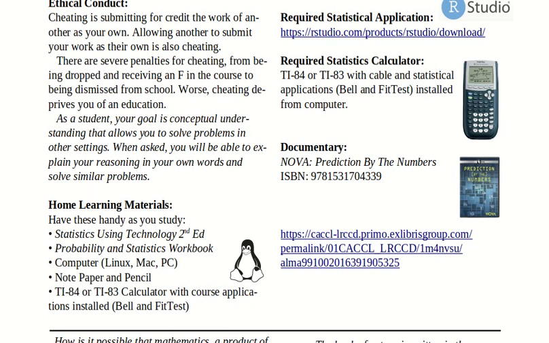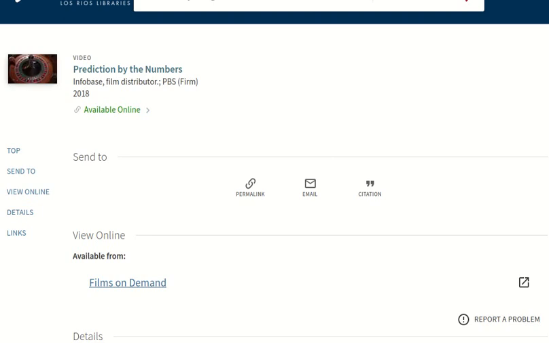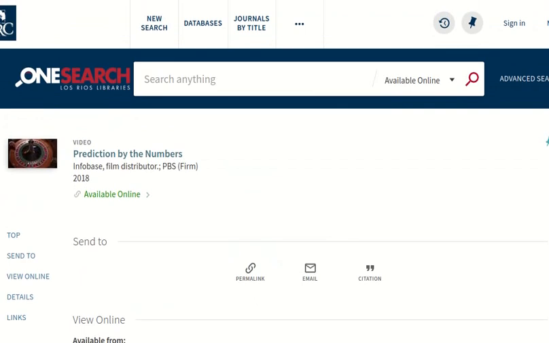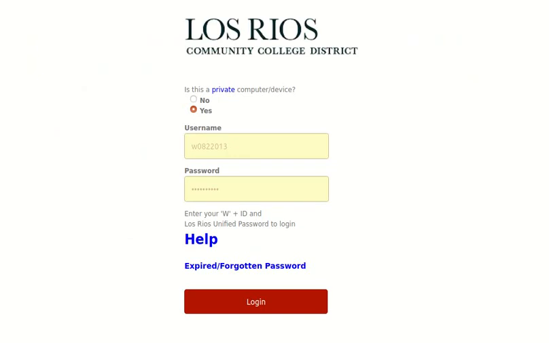There's its ISBN, and then a hot link to the library's permanent link to that material. So I'll pull that up. When you click on this, it takes you to, that blank screen is the library's website opening, and there it is. It's a video, Prediction by the Numbers. It's available online from Films on Demand. If you're a student and you're logged in, notice that I am not logged in, so I'm guessing that when I click on Films on Demand, it'll tell me to log in. Yep, it asks for my password and all that. Once I log in, I can see it.